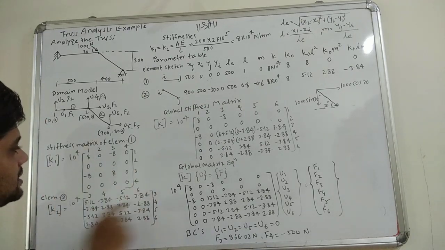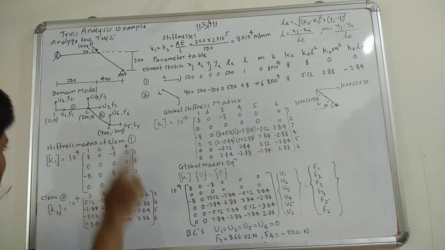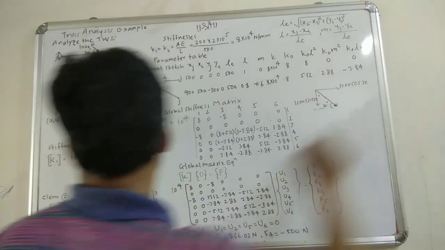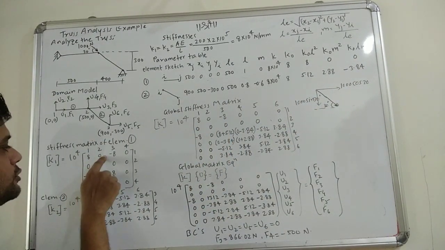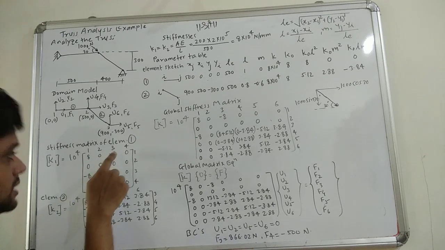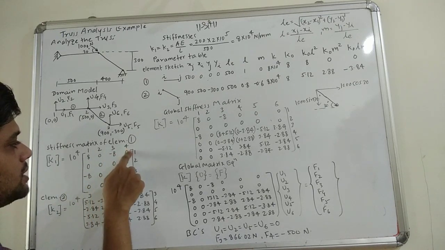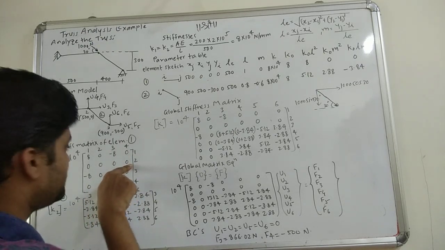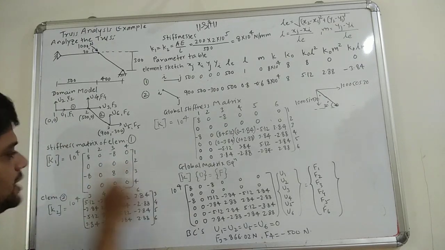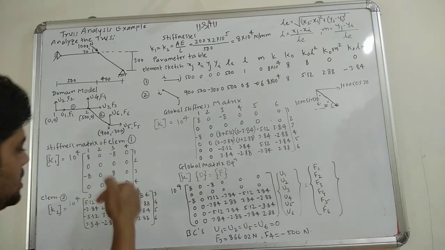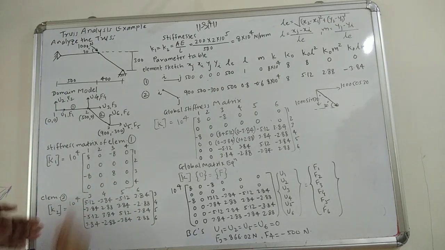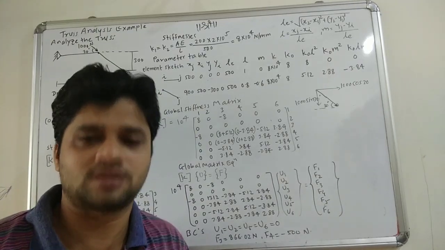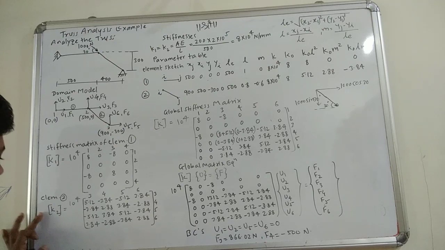So I construct the element stiffness matrix for element number 1 from these values: K0 L square, K0 Lm, K0 Lm, K0 M square, minus K0 L square, minus K0 Lm, minus K0 Lm, minus K0 M square, and the remaining values come in a similar way. Similarly, we are going to write the element stiffness matrix for element number 2.